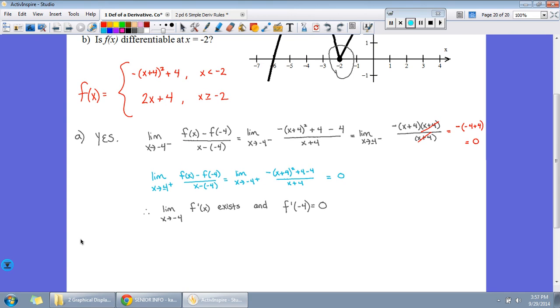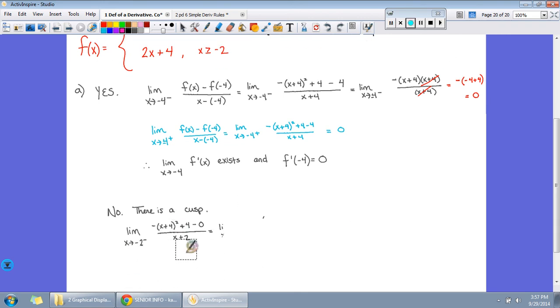X equals negative 2 is a different function entirely. It's definitely got a cusp, so we say the answer is no. There is the left-sided limit when we plug in negative x plus 4 squared plus 4 minus 0, the y value, over x plus 2. We can expand our x plus 4 squared, distribute the negative, and then add in the 4.